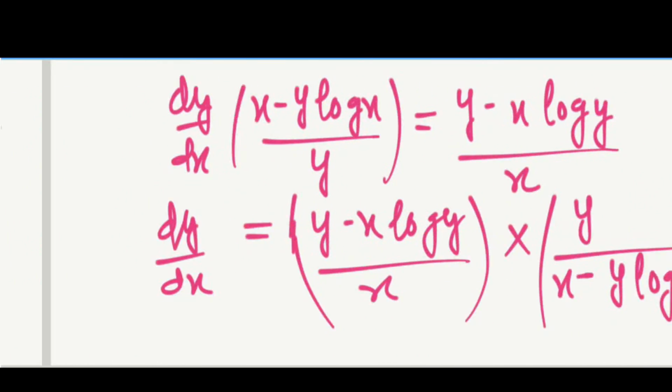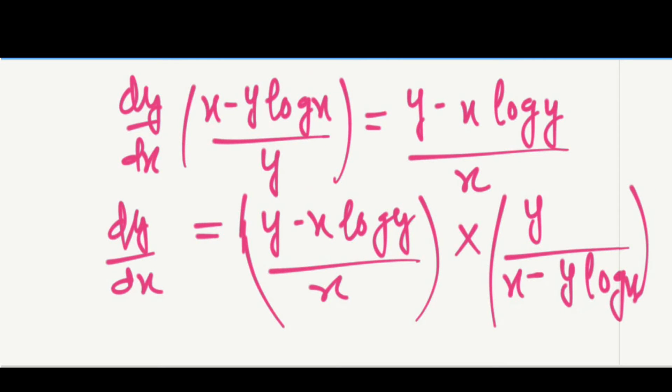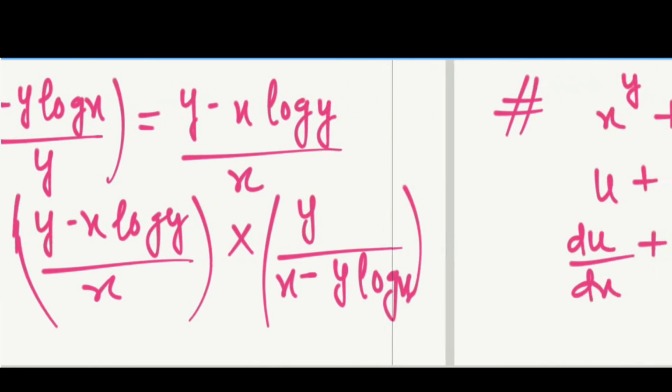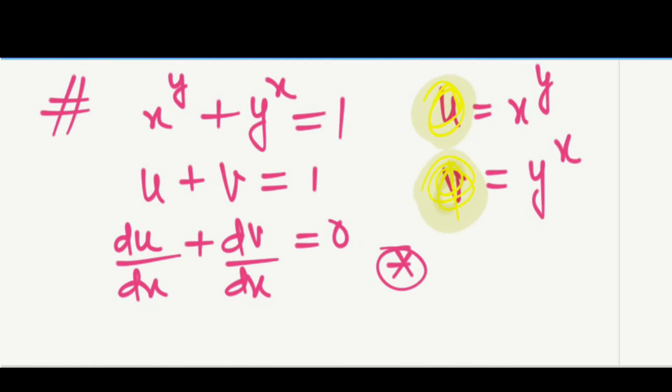So finally, solving, we get the answer as dy upon dx equals y minus x log y upon x into y upon x minus y log x. So this is how you solve such type of questions.